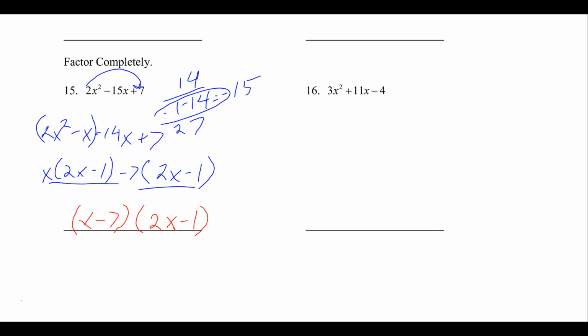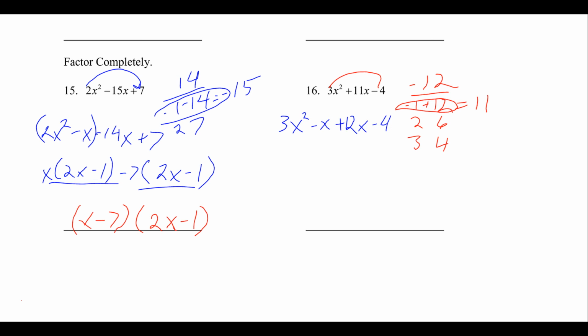Now, number 16, we're going to do pretty much the exact same thing that we've been doing. Alright, we're going to go 3 times negative 4. That's going to be negative 12. Alright, so that means that I can go 1 and 12, 2 and 6, 3 and 4. The only way I can get 11 is with those two. And in order to get a positive 11, that means I'm going to have negative 1, positive 12, so that's 11. And that's going to be 3x squared minus x plus 12x minus 4.